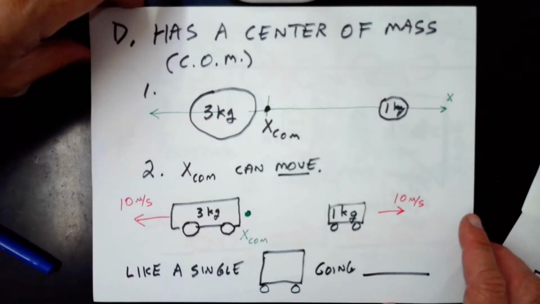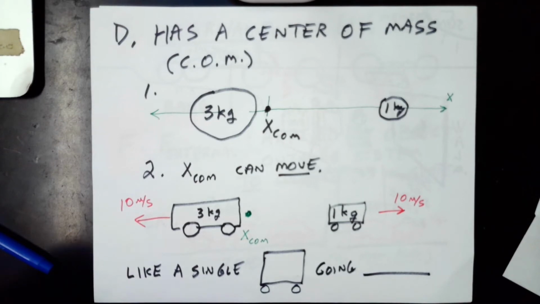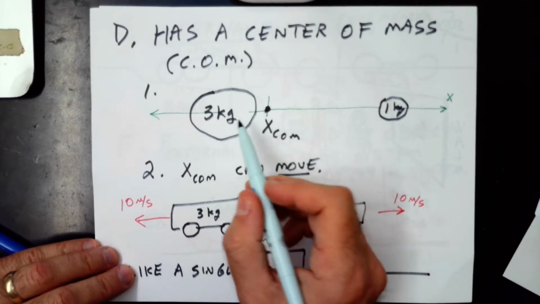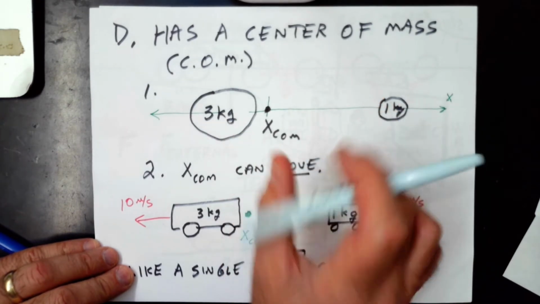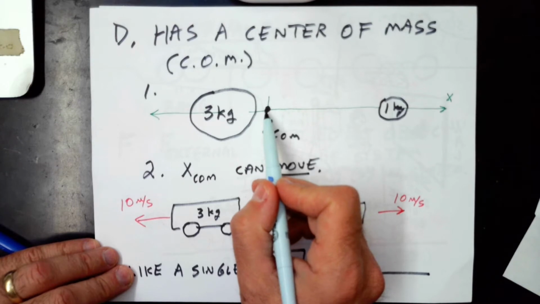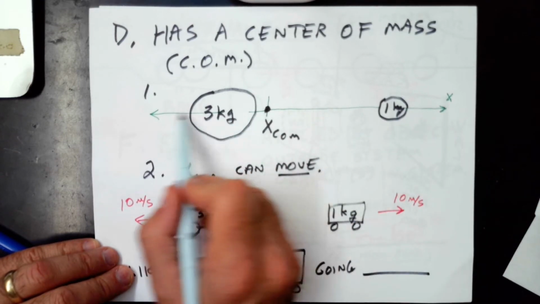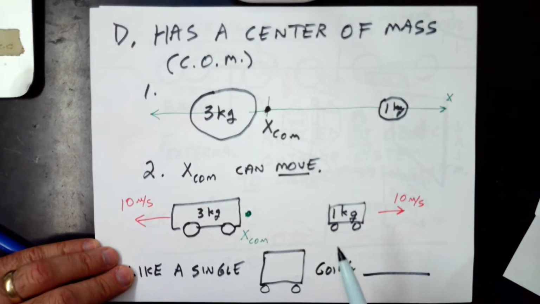Once you have a group, then you have a center of mass. We've learned this at the very beginning of this chapter. Here's an example. 3 kilogram mass, 1 kilogram mass. The center of mass, of course, is going to be closer to the 3 kilogram mass. And just to remind you, that's like a balance point. So if these were on a massless stick, this is where you put your finger so that it would balance.